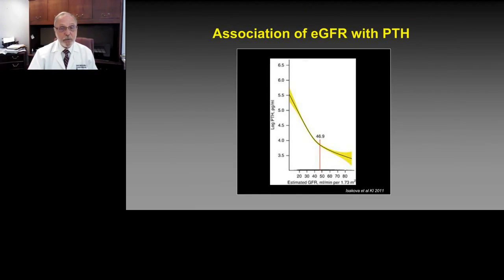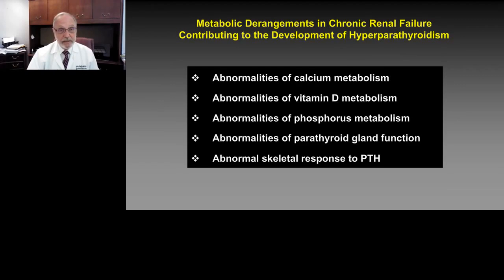Just to illustrate when these problems occur, this is a slide from one of the recent papers from Drs. Isakova and others, showing that PTH levels begin to rise very early in the course of chronic kidney disease and rise well above the normal range, certainly by the time kidney disease reaches stage 3. Now, it's not the only abnormality that occurs earlier, but there are a number of abnormalities, both in calcium metabolism and vitamin D and phosphorus, as well as intrinsic abnormalities in the parathyroid glands that contribute to all of these consequences.